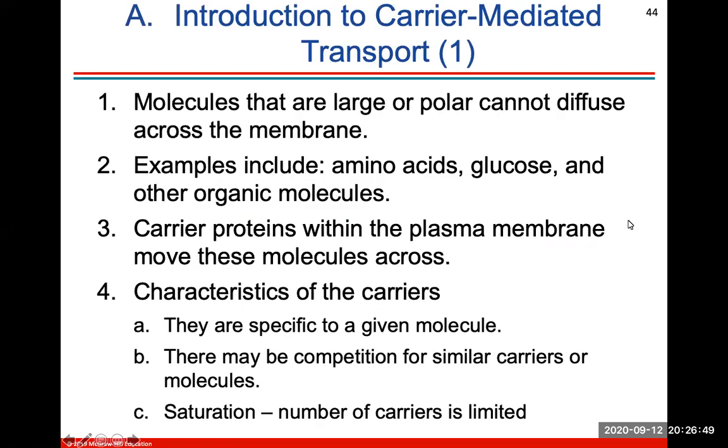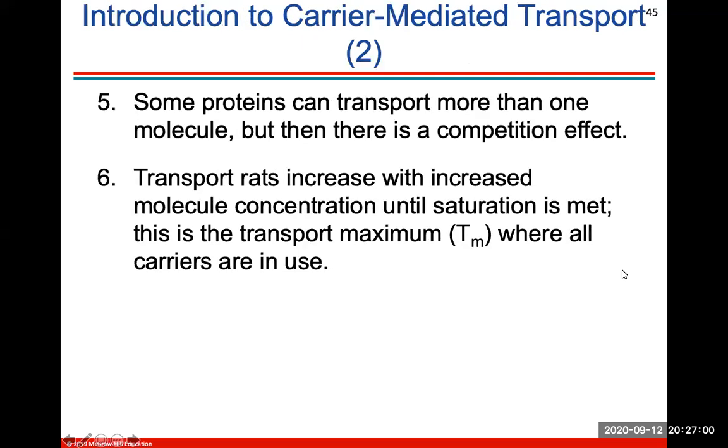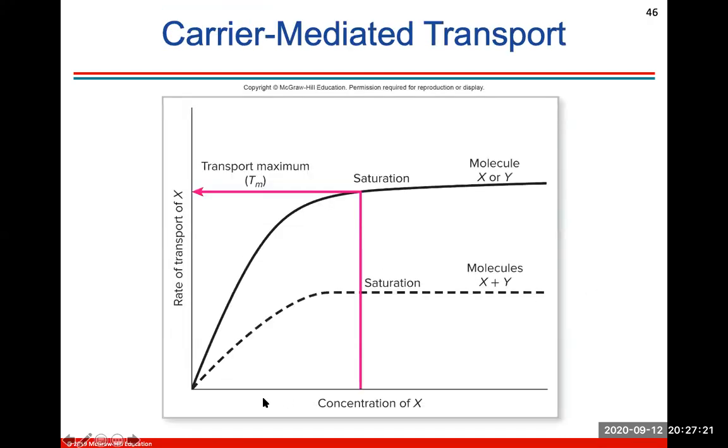Carrier-mediated transport: molecules that are large or polar cannot diffuse across the membrane, and we need some carriers to help these large polar molecules get across. Some proteins can transport more than one molecule, but then there's competition, and transport rates will increase with increased molecular concentration. So this is just showing the concentration of something, and the rate of transport will increase if there's a greater concentration of it.